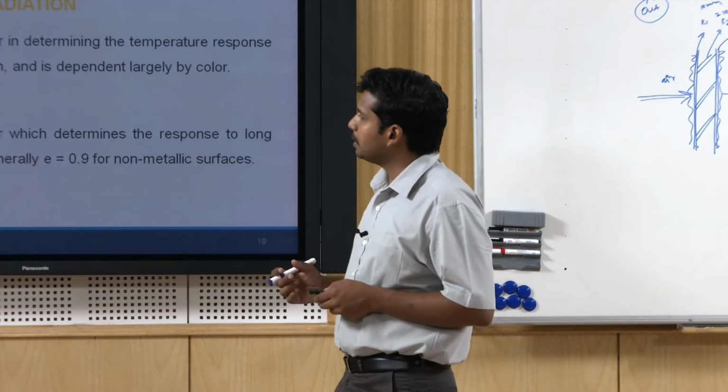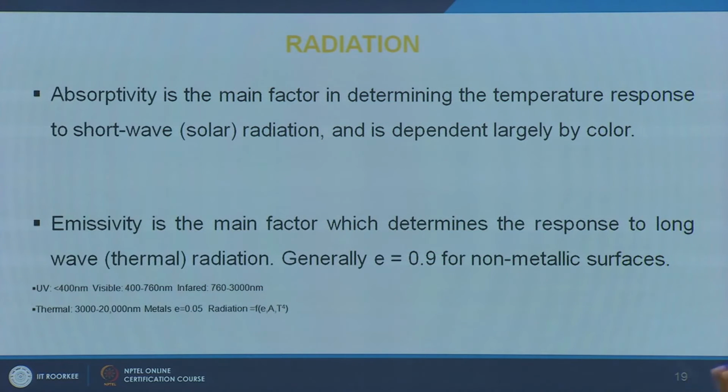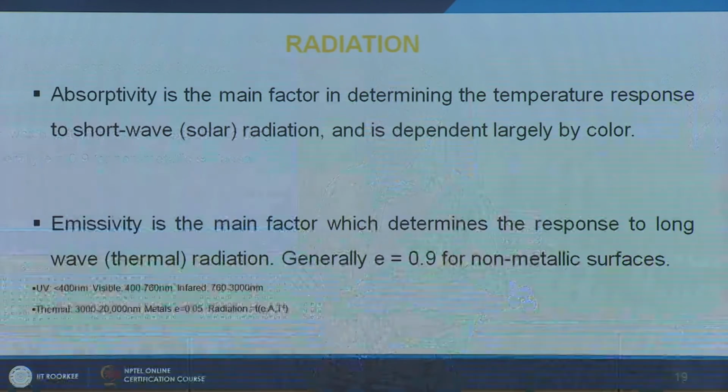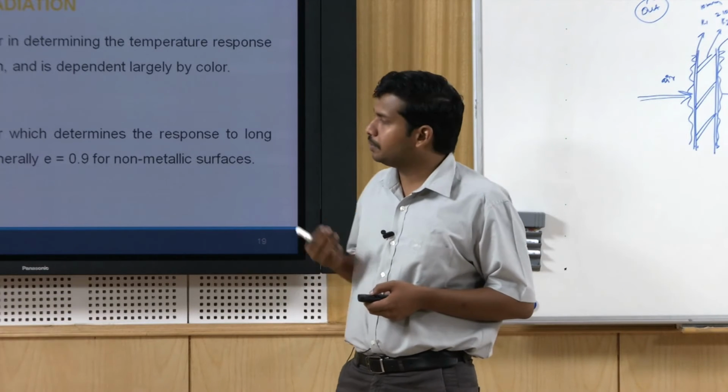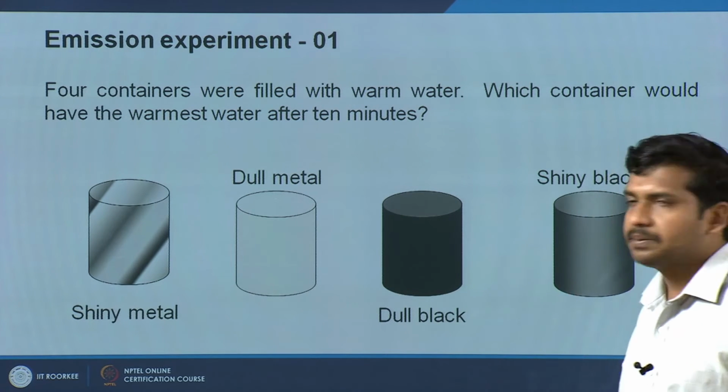The next important property is emissivity. It determines the long wave or thermal radiation exchange. That is where low emissive or low E coatings come into application. Let us take a look at a small experiment that we can imagine. I have termed it an emission experiment.